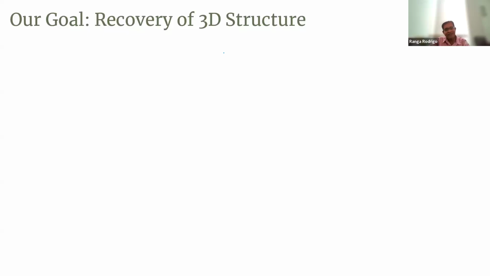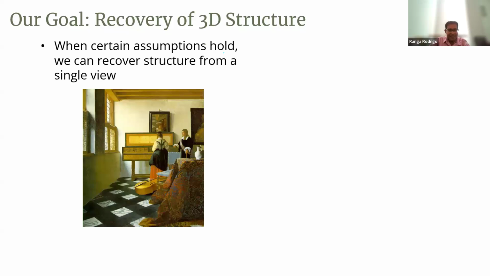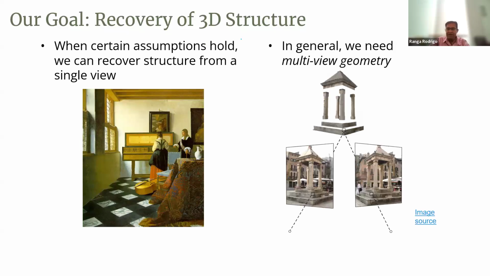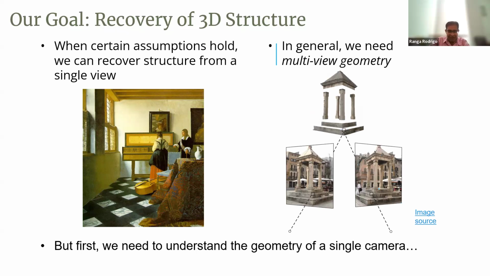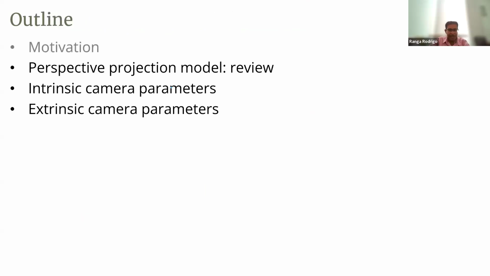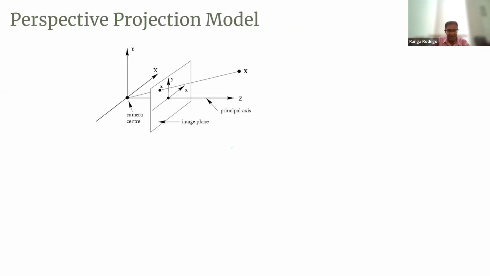So our goal is to recover 3D structure. When certain assumptions hold, we can recover the structure from a single view. In general, we need multiple views to recover the 3D structure of a scene. But first, we need to understand the geometry of a single camera. So we look at the perspective projection model and intrinsic and extrinsic parameters of the camera.